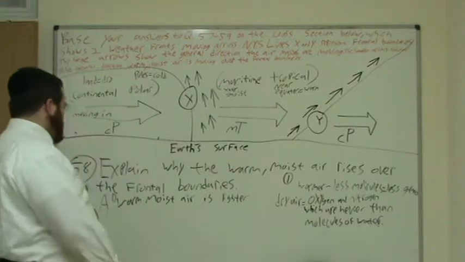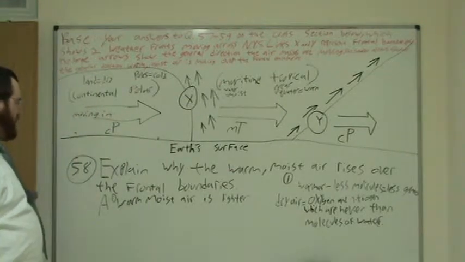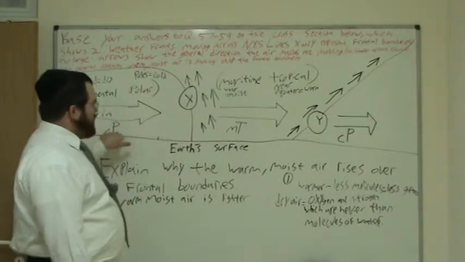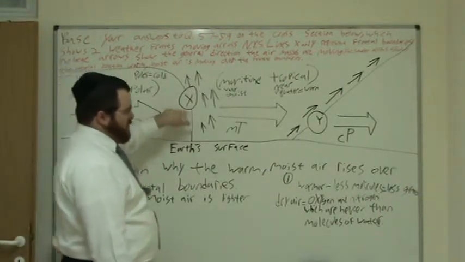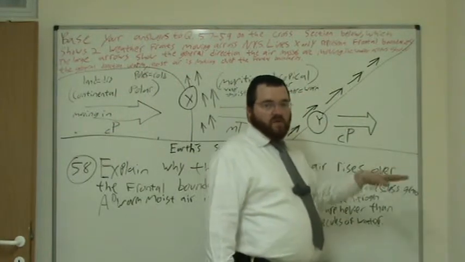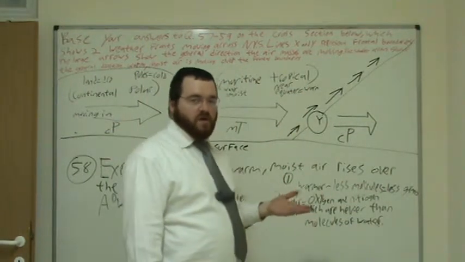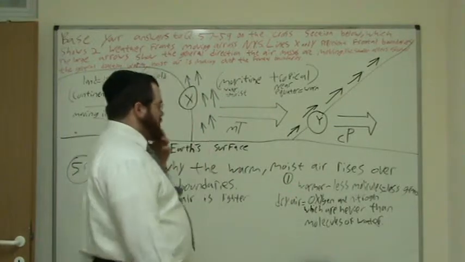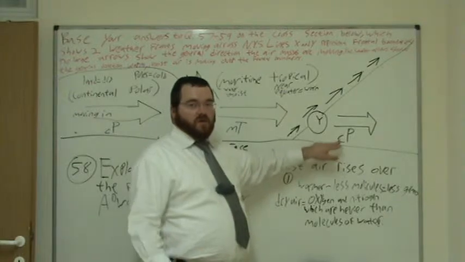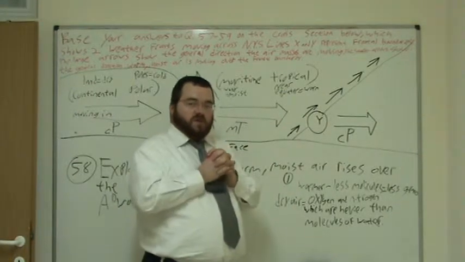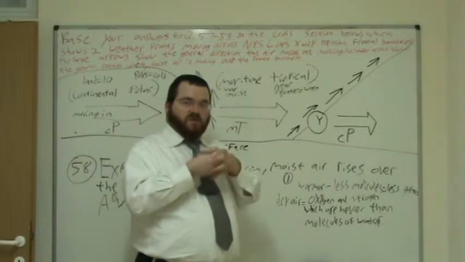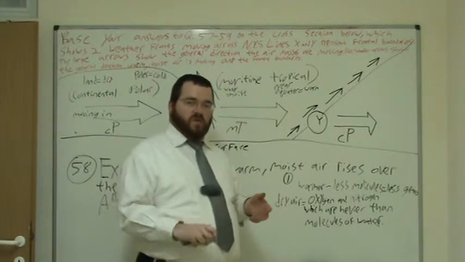Question 58. Explain why the warm moist air rises over the frontal boundaries. Well, this is CP, this boundary of X, and Y is also CP. CP is continental polar. Continental is dry, polar is cold. So first of all, if it's cold air, the molecules are more squashed together. So when everything's more squashed together, it becomes more dense. Something that's more dense is more heavy.